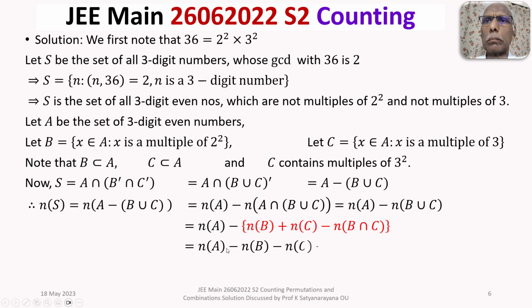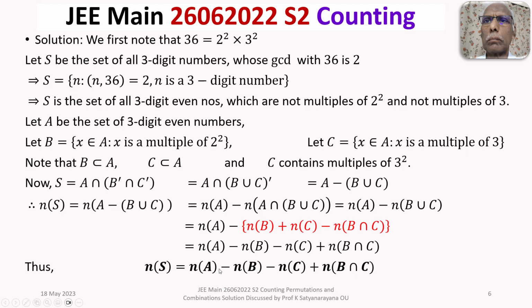So it will be n of A minus n of B minus n of C plus n of B intersection C. Thus n of S is n of A minus n of B minus n of C plus n of B intersection C. What are these n of A, n of B, n of C, and all that? We will compute, we will find out what are these numbers.